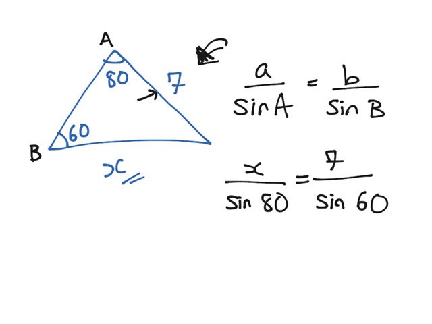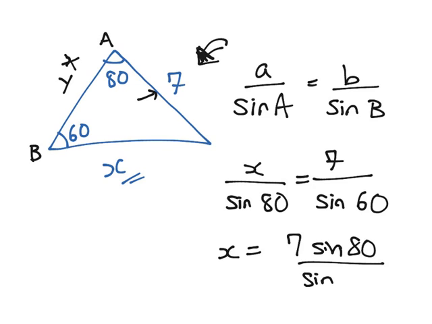For this, we don't even need side C, and we don't need to know whatever value is over here. It's not required. And now, we can just multiply both sides by sine 80 and plug this into our calculators to get an answer.